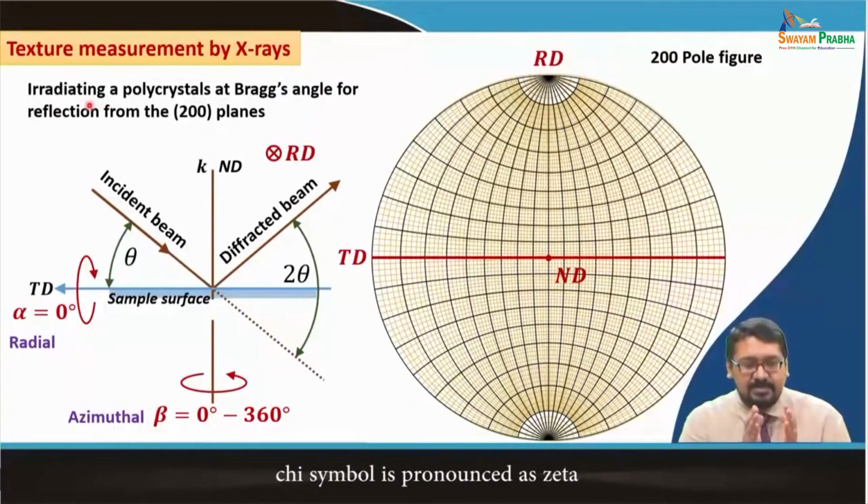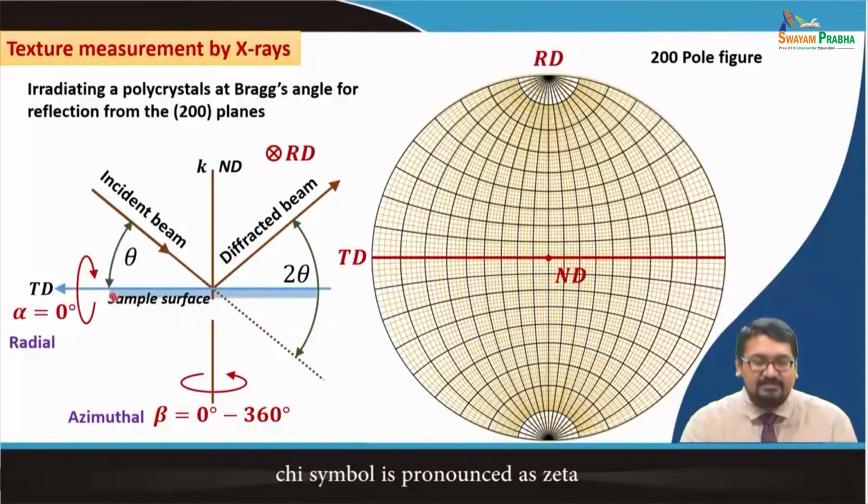As I said, we are trying to measure the 200 plane. So, we have kept the theta of the incident angle fixed at 64.5 degrees based upon the diffraction experiment in the previous slide. The incident beam is fixed at theta. Here is the sample, you see. The diffracted beam is also at theta, so the angle between the incident beam and the diffracted beam is 2 theta.